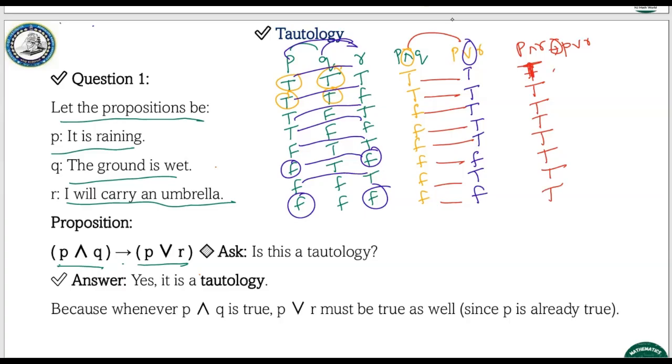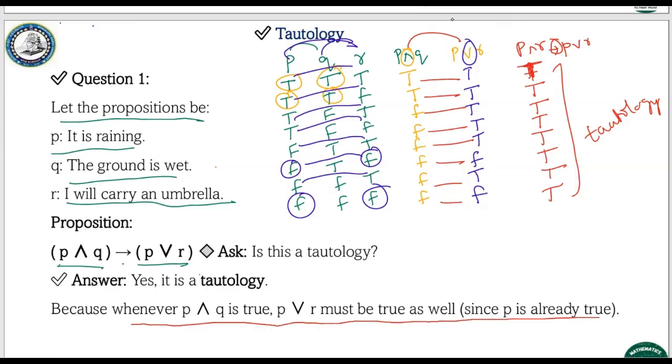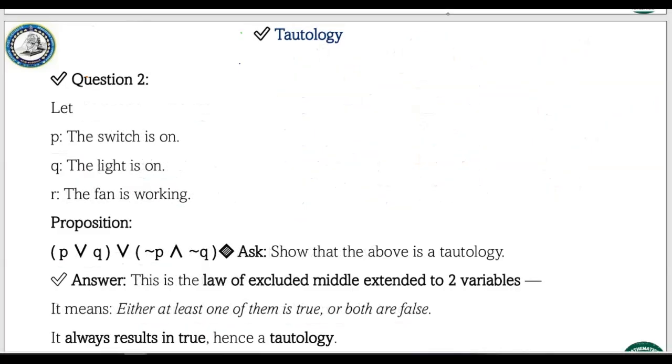Therefore, since every answer in the last column is true, it is a tautology. So, in simple words, we can say that it is a tautology because P and Q is true, so P or R must also be true as well, since P is already true. For question number 2, let the switch be on P, Q the light is on, R the fan is working. So let us check for the conditions they have given.